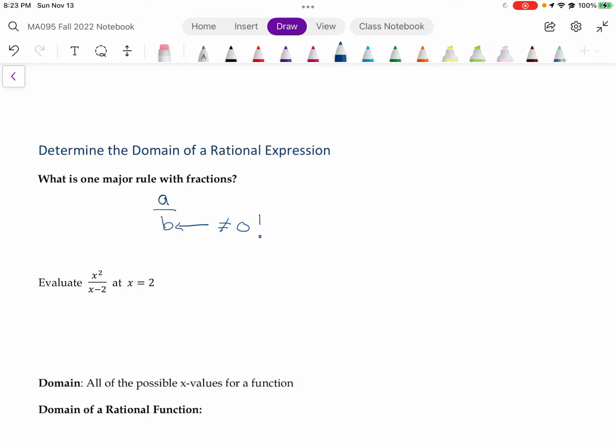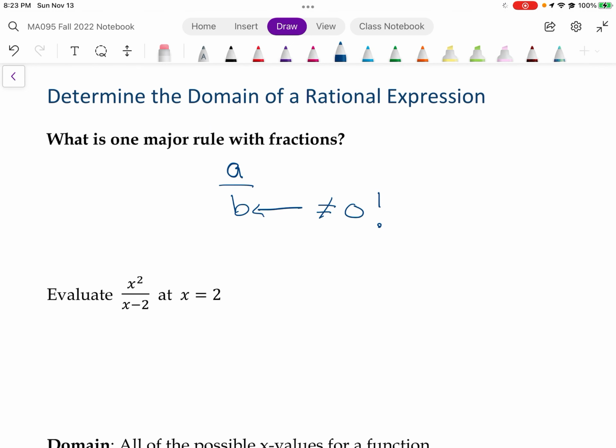So what's going to happen if we evaluate x squared over x minus 2 at x equals 2? We're going to plug x equals 2 in for x, and we're going to get 2 squared on top over 2 minus 2. That gives us 4 on top, and on the bottom we get 0. Can we do that? No.